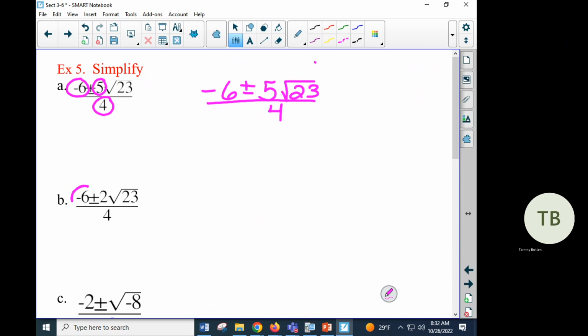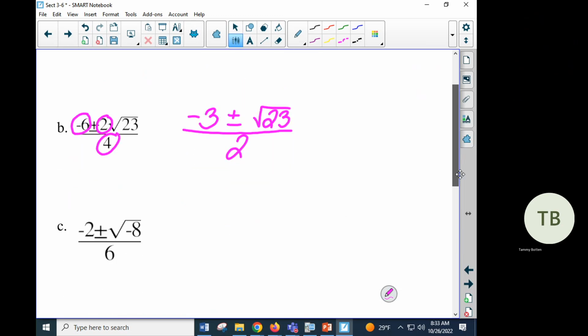What about if we had a 6, a 2, and a 4? 2 would go into each of those, so this would be -3. 2 divided by 2 is 1. You could put a 1 here, you don't have to. And we'd have the root 23 all over 4 divided by 2 is 2. That's how we'd write that. And like I said, if you put a 1 in front of there, that is not wrong.